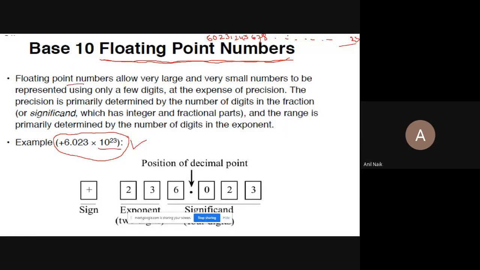So what is fixed point? In fixed point, the decimal point is fixed, with a set number of digits before and after it. We can't move it to the right or left, but in floating point we can change the decimal point. We can shift it. So floating point numbers allow very large and very small numbers to be represented using only a few digits, at the expense of precision.